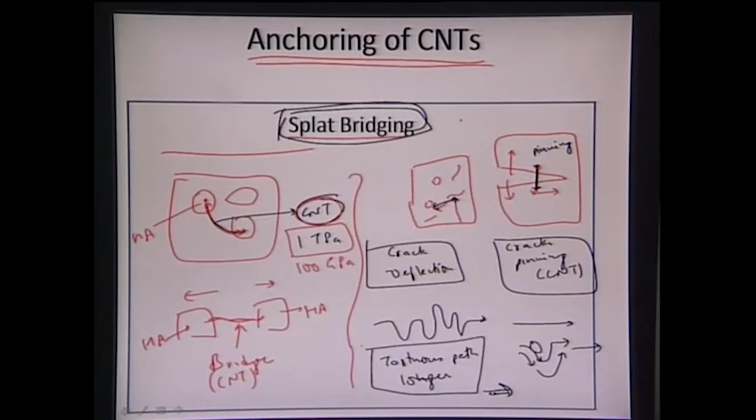So these are all the mechanisms by which the CNTs can anchor the hydroxyapatite splats. First, by splat bridging, it can bridge the splats and act as an anchor. Secondly, it can provide crack deflection. It can also serve as a crack pinning location. It can also provide a much more tortuous nature to the crack via its deflection. So now the crack has to take a much more contoured path to come back to its original location and then propagate further. So these are all the mechanisms of toughening via carbon nanotubes.